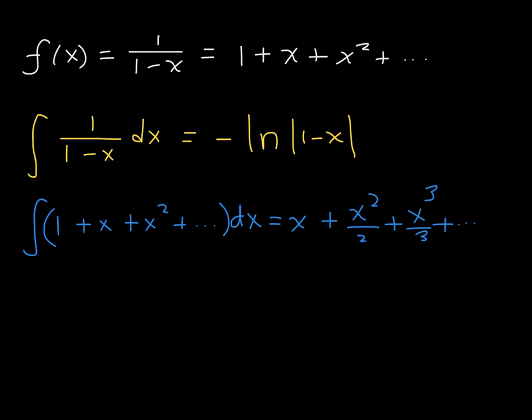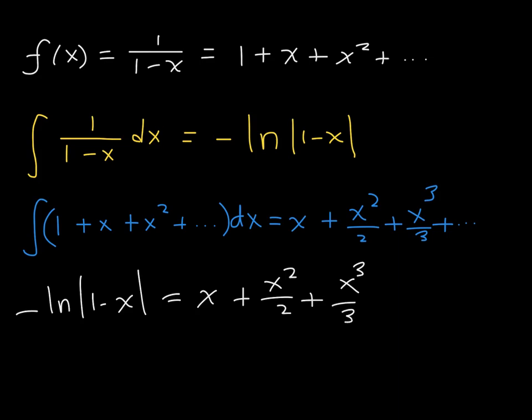So in other words, I know that negative natural log of 1 minus x must be equal to x plus x squared over 2 plus x cubed over 3 plus etc. Let's not forget that because this is an indefinite integral, it's going to be plus some constant on the back end.